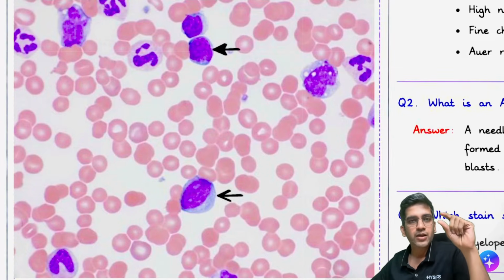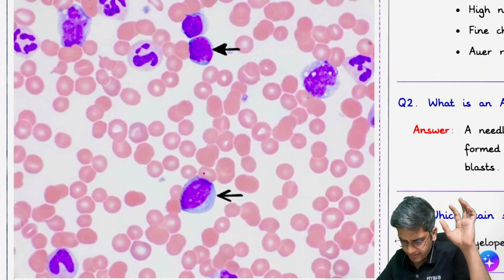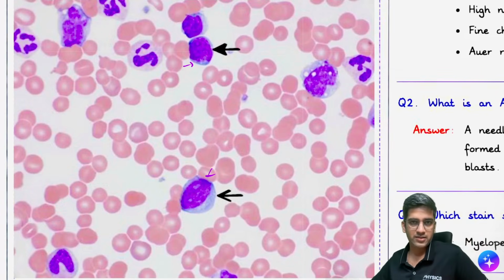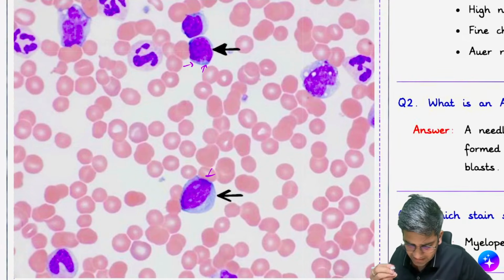If you see a cell which is 2 to 3 times the size of an RBC, I call it a blast. This cell is definitely 2 to 3 times the size of an RBC. This also is definitely way bigger, right? So it's a blast. If it's a blast, I'll think of a leukemia, right? Acute or chronic, right? And here, if you see, these blasts have a tiny bit of granules.